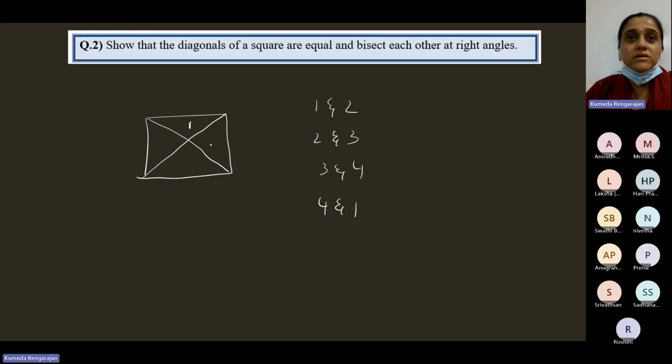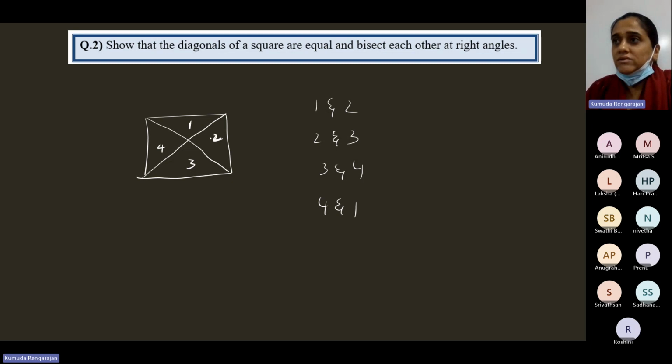This is triangle 1, triangle 2, triangle 3, triangle 4. Take up any pair of adjacent triangles, not opposite. Don't take 1 and 3, or 2 and 4. Don't take up opposite triangles. Take up next to next triangles. So triangle 1 and 2, or 2 and 3, or 3 and 4, or 4 and 1. Any one. Now supposing you take up triangle 1 and triangle 2.